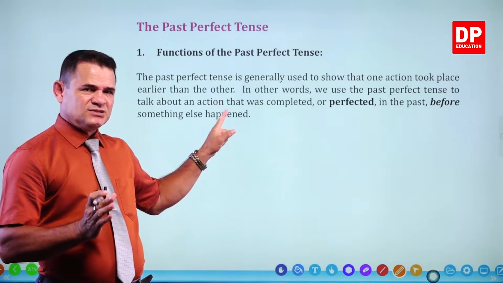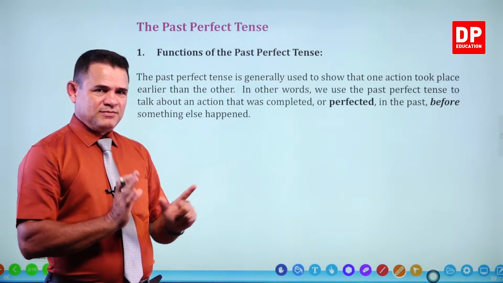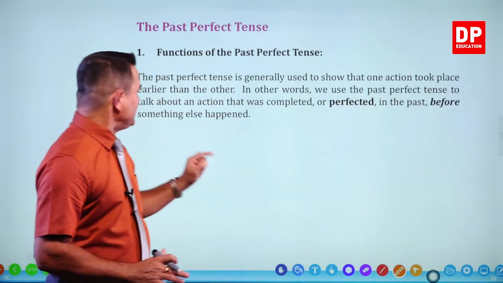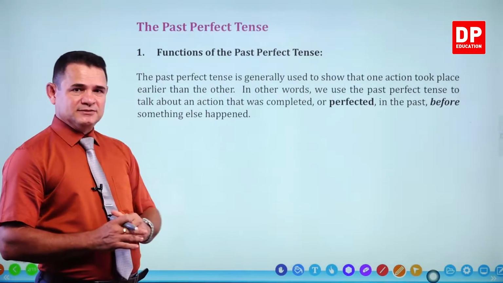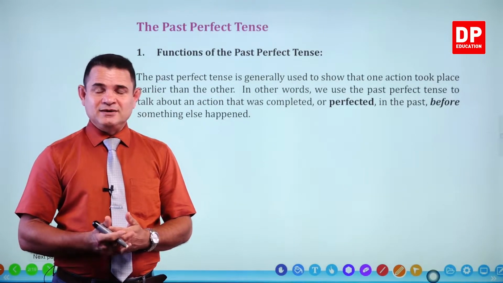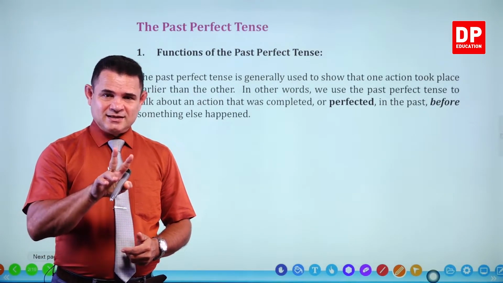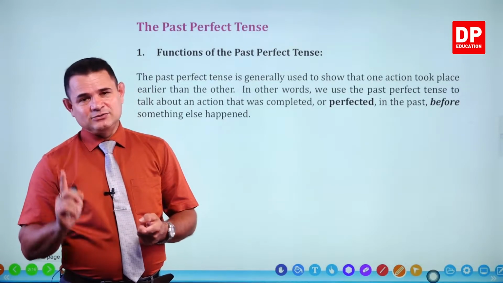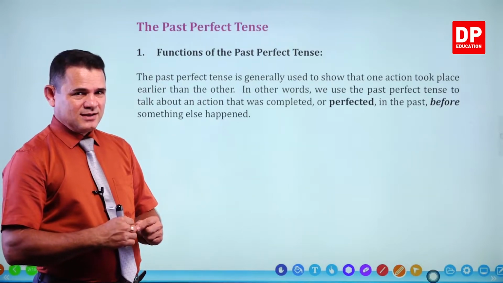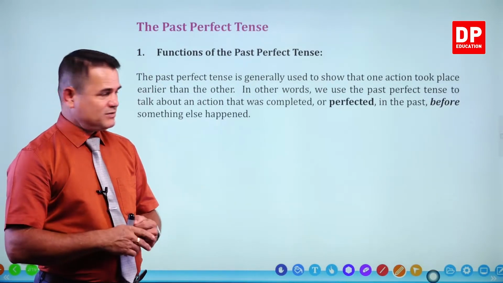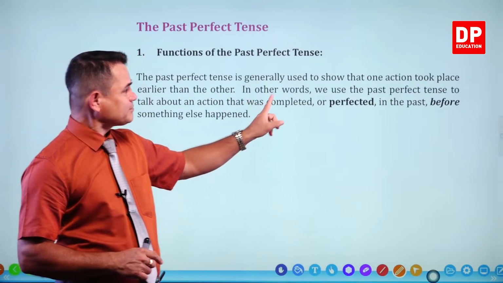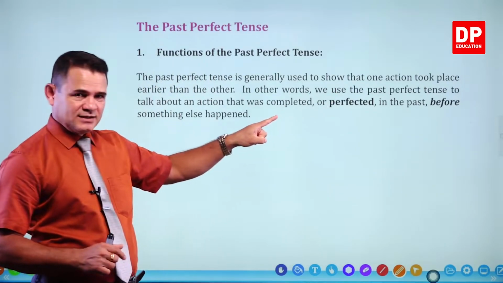Past perfect tense is generally used. සාමාන්‍යයෙන් මේක පාවිච්චි කරනවා කියන්නේ මොනවටද? To show that one action took place earlier than the other. One action took place earlier than the other. That means two actions. ක්‍රියා දෙකක් තියෙනවා එකක් එකකට කලින් වුණා. එක ක්‍රියාවකට කලින් ඊට තව ක්‍රියාවක් වුණා. අන්න කලින් වෙච්ච ක්‍රියාව කියන්න තමයි past perfect use කරන්නේ. In other words, වෙනත් වචන වලින් කියනවා නම් we use the past perfect tense.